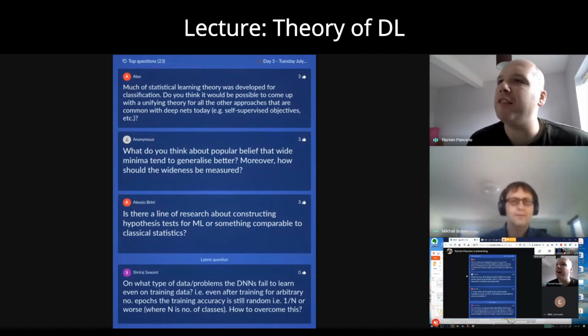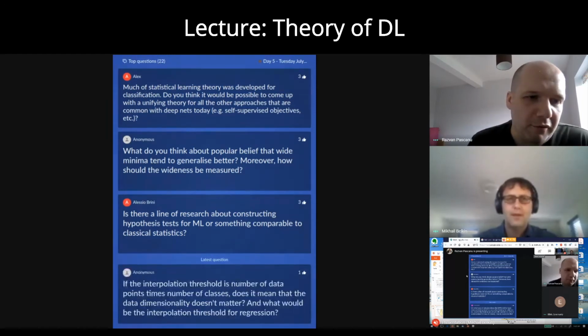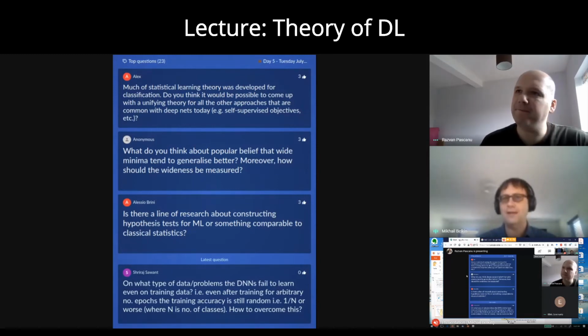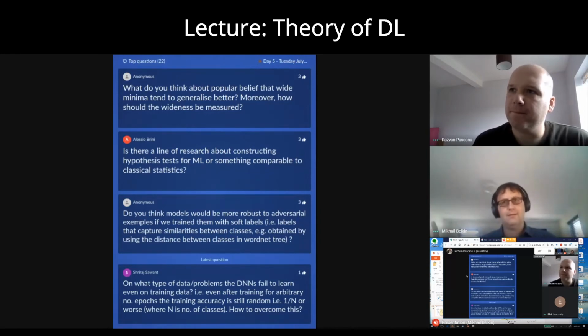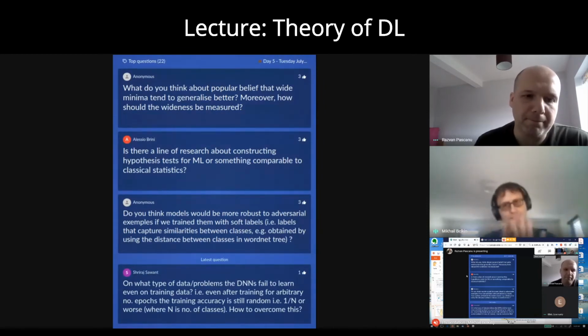Much of statistical learning theory was developed for classification. Do you think it would be possible to come up with a unifying theory for all the other approaches that are common in deep learning today, such as supervised objectives and so on? I hope so. I don't know about self-supervised and so on, but at least for classification and regression, we're slowly moving toward it. I didn't make this point explicitly in the talk, but what the double descent curve does is bring parametric and non-parametric together. That already hints at unification, and I think regression and classification should be unified too. So yes, I think there will be much more unification in the future, but we're just at the surface of it, starting to dig a little bit.